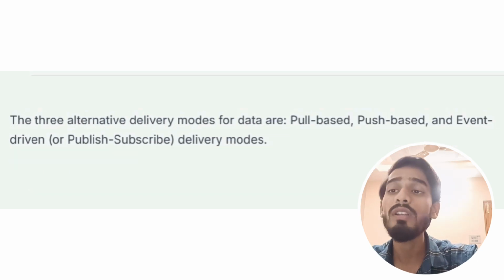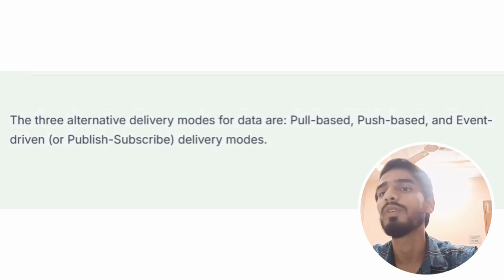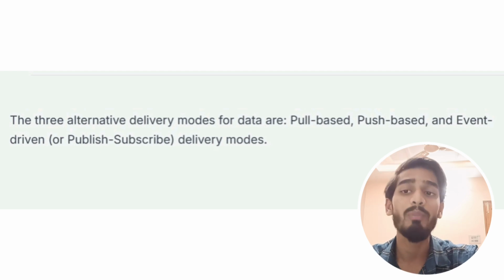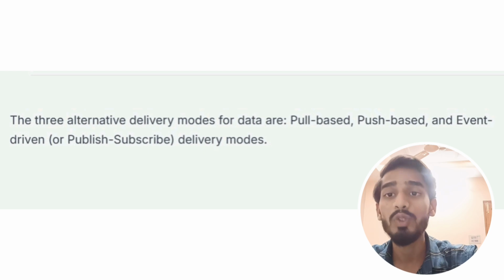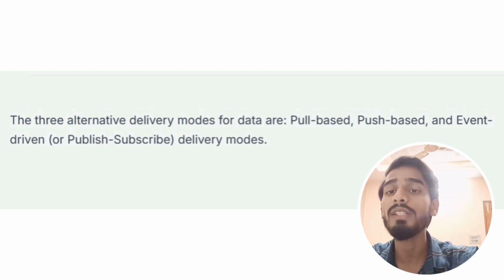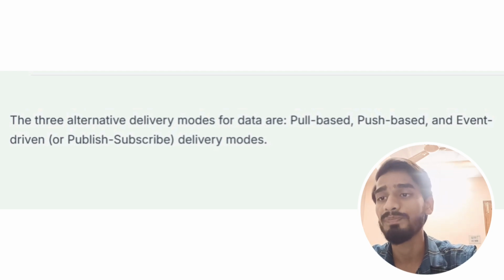Next, what are the three alternative delivery modes for data? The three alternative delivery modes for data are pull-based delivery, push-based delivery, and event-driven or publish-subscribe delivery mode.